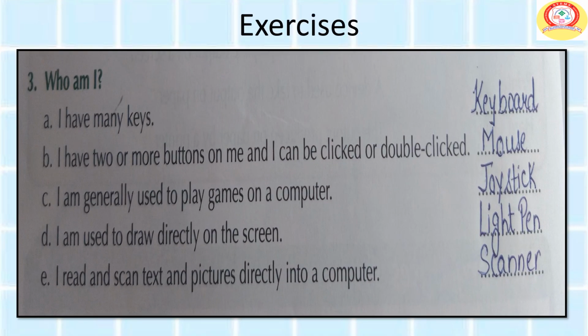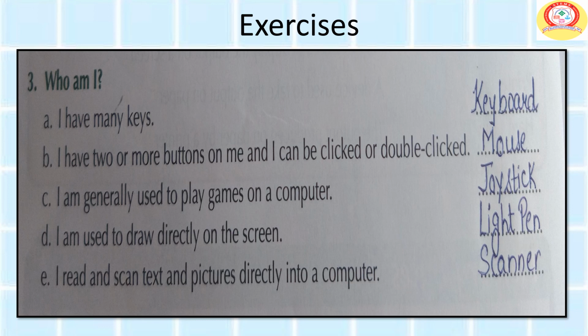Question 3. Who am I? A. I have keys. Who am I, children? Keyboard. B. I have two or more buttons on me. I can be clicked or double clicked. Who am I, children? Mouse. C. I am generally used to play games on a computer. Who am I, children? Joystick. Now children, let's move to D. I am used to draw directly on the screen. Who am I, children? Light pen.